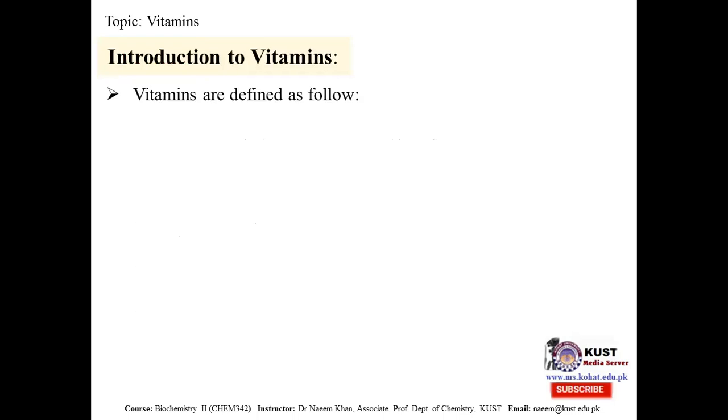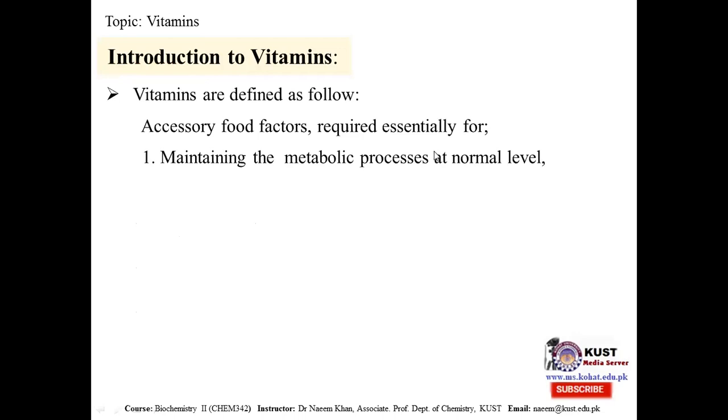Introduction to vitamins. Vitamins are defined as accessory food factors. They are not nutrients, but they are required very essentially. Accessory food factors, required essentially for maintaining the metabolic process at normal level. If vitamins are not there, the metabolic process may not be controlled.